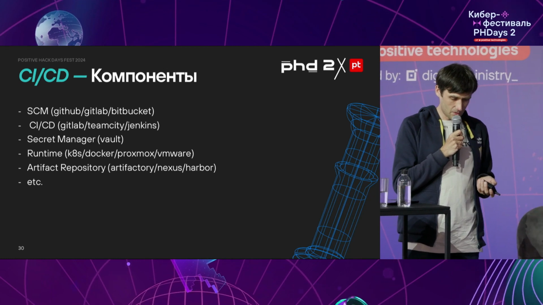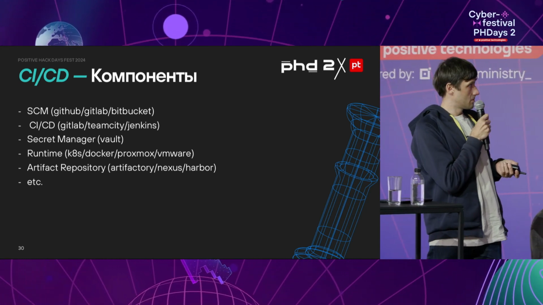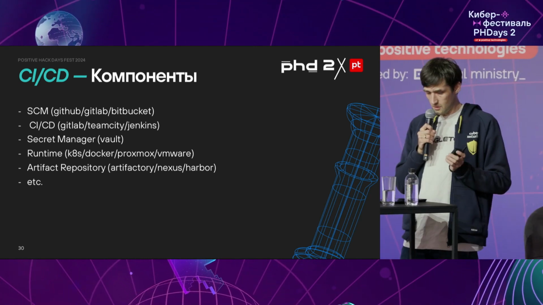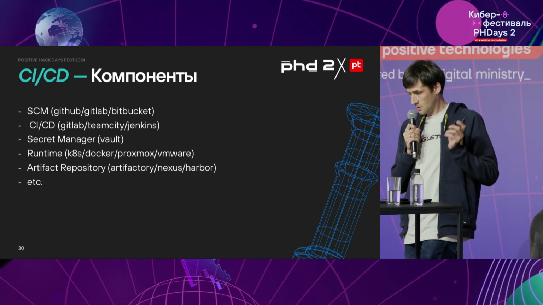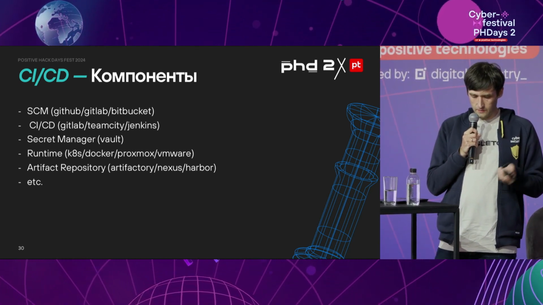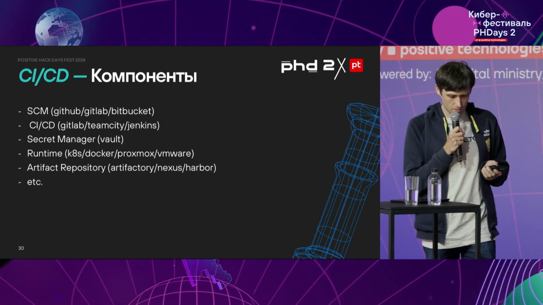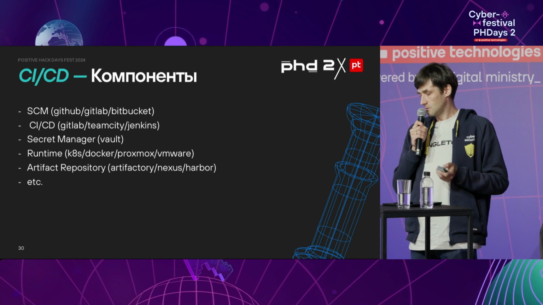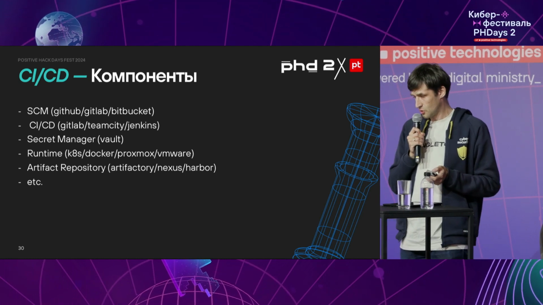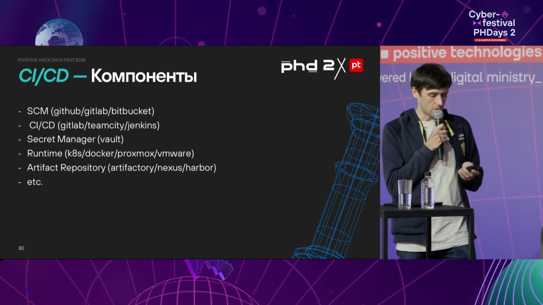The core components of CI/CD are like that. The SCM: GitHub, GitLab, Bitbucket, so repositories. The CI/CD: GitLab, TeamCity, Jenkins, CircleCI, Argo CD, and so on. Then you have the secret manager, Vault, runtime, Kubernetes, Docker, and also artifact repositories: Nexus, Harbor, Artifactory. And there can be many other things apart from this major set of components any CI/CD will have.